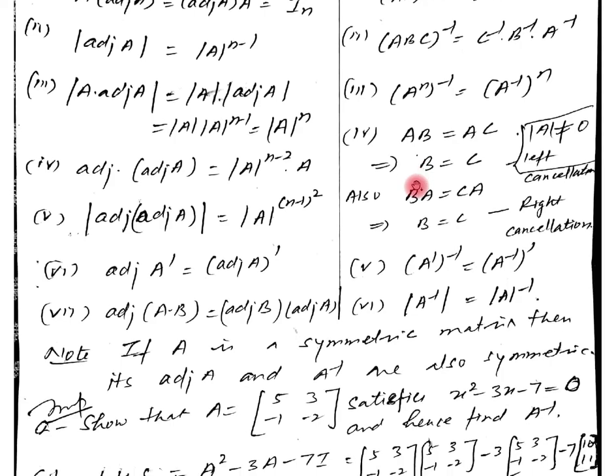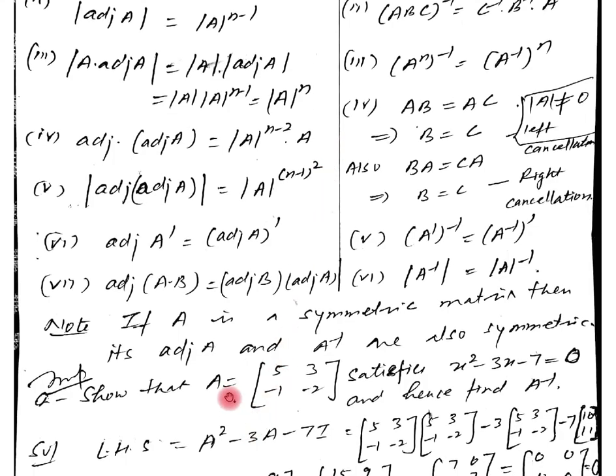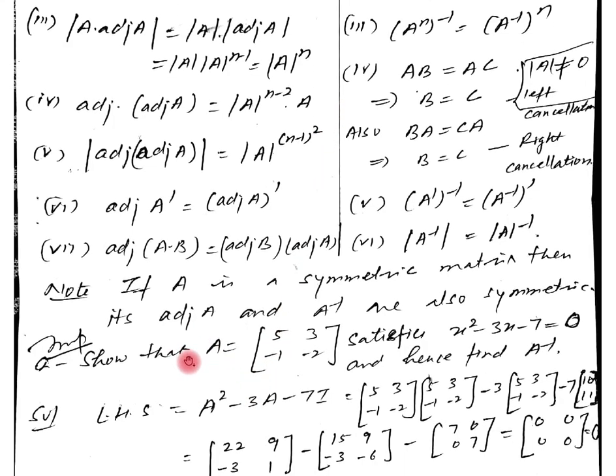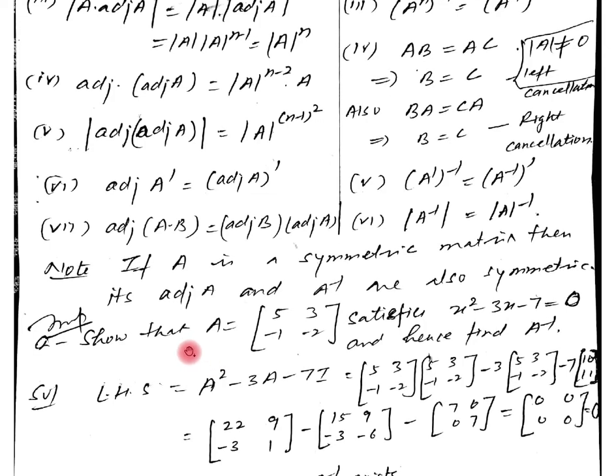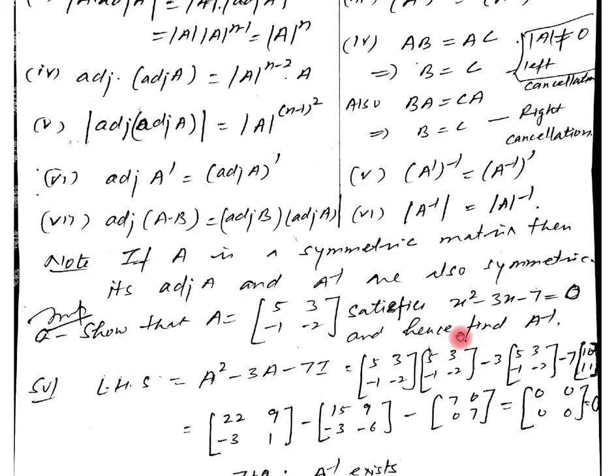Now let us see the questions based upon this. Now we know the meaning of inverse of a matrix. Let us use it. Here is one of the important questions based upon the inverse: show that this square matrix satisfies this equation and hence find A inverse. First we have to show this satisfies this equation, and hence using this equation we have to find out A inverse.